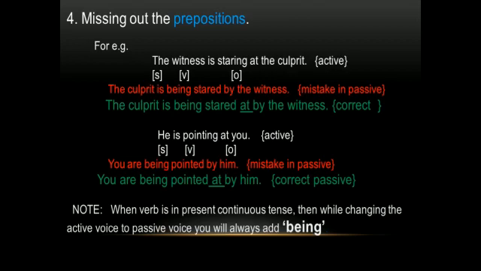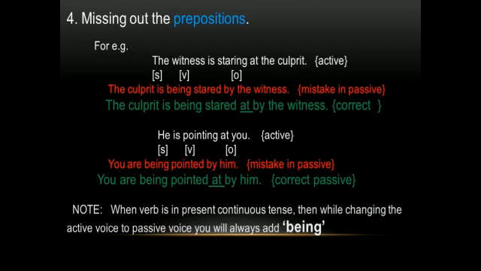Now, it so happens that children, while changing it into passive voice, following all the 5 steps they have in their mind, start writing the sentence or the answer. Okay. Now there, what do they write? The culprit is being stared. They know that there is a preposition that they have to use, that is "by". So they focus on that preposition "by" and include it in the sentence and make the sentence as the culprit is being stared by the witness. Right? But that is wrong.